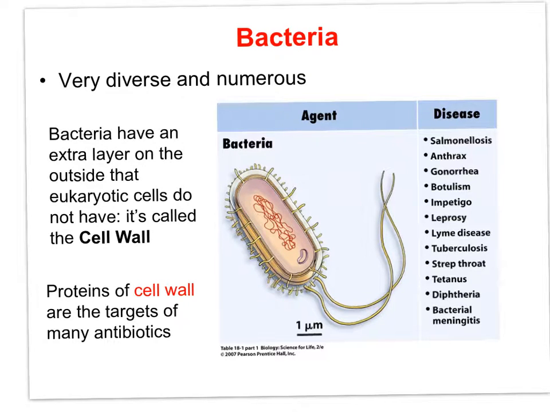So, as I mentioned, bacteria are very diverse, numerous. They do all kinds of things, including some that cause disease. Bacteria have a cell wall, unlike animal cells. Plants have a cell wall, too. And so this is basically how they keep things in and out. But most of our antibiotics actually target the cell wall. And on the right is a whole bunch of different kinds of bacterial diseases.